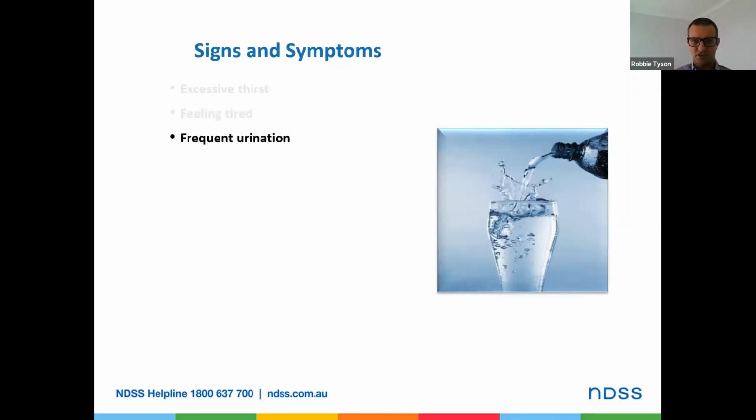Excessive thirst goes with frequent urination. The rationale is that the body notices the extra glucose in the blood and tries to flush it out through the urine. With the extra urination comes the excessive thirst, and that cycle continues.